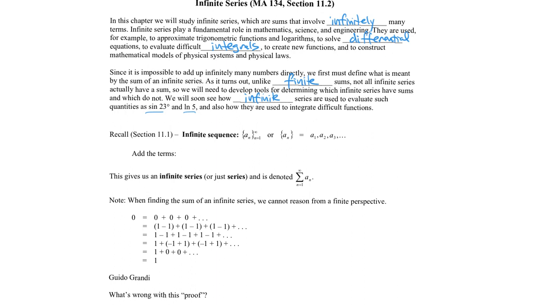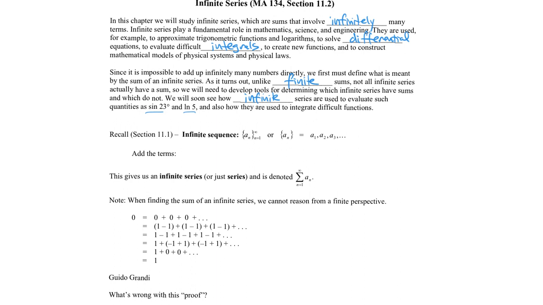So first let's recall from the last section, 11.1, we dealt with infinite sequences, which look like this, right? This is the general term and goes from 1 to infinity, or sometimes this isn't shown there. It just looks like this. The general term in braces. And then we have the individual terms, first term, second term, third term, and so forth.